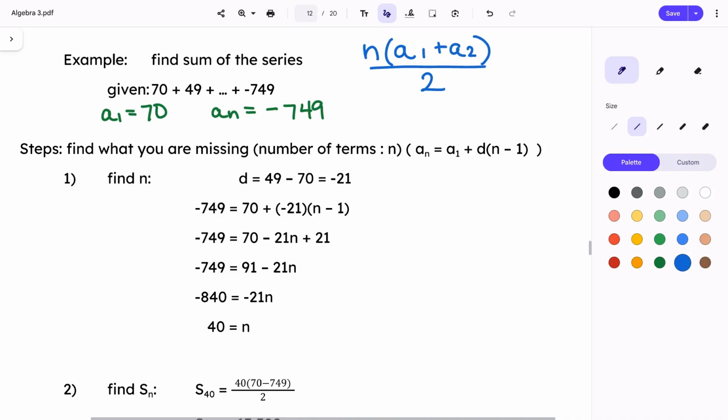Well, we don't have anything that it's equal to. I don't know what the sum would be. So we need to find our n. We need to know how many terms there are. So I think you're going to have to think, how many times do we have to go from 70 to negative 749? How many times do we subtract to get to that? And if you don't know, you'll probably have to use a calculator to figure it out.